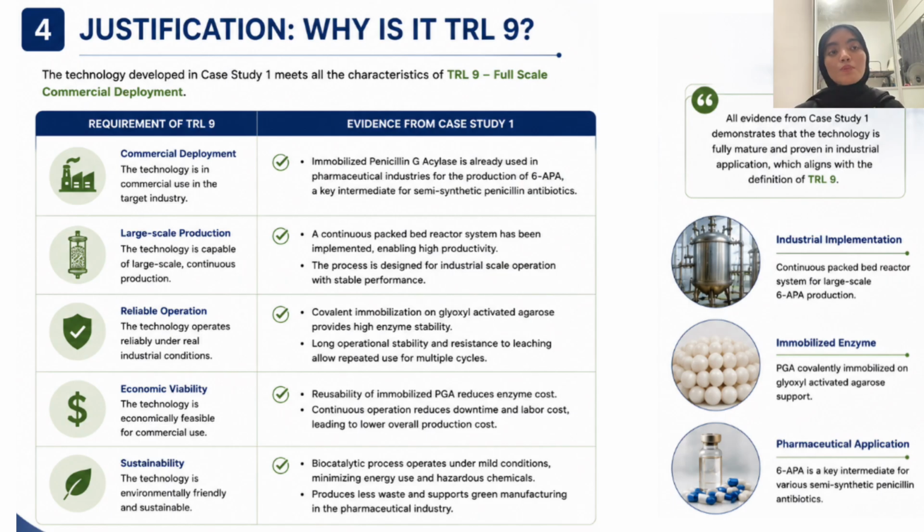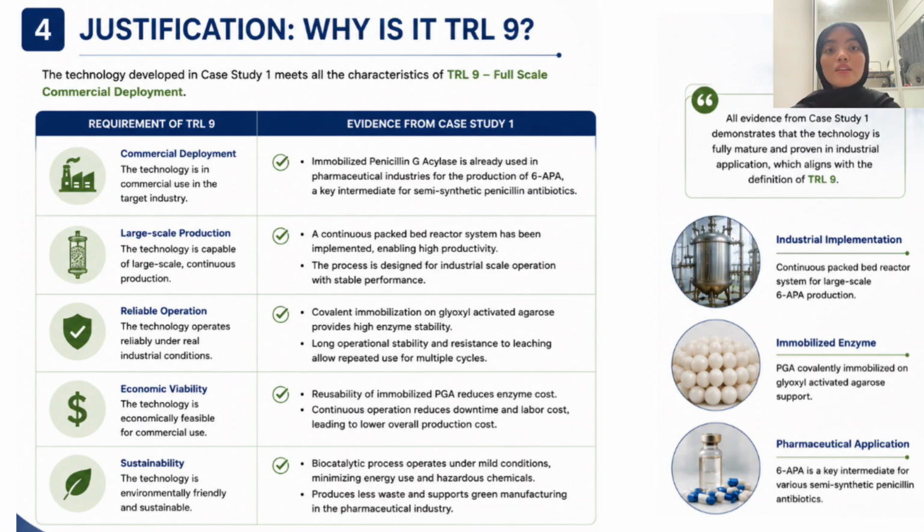This slide explains the justification for assigning TRL 9. First, the technology has been implemented commercially for producing 6-APA, demonstrating successful industry deployment. Second, the use of a continuous packed bed reactor allows stable and efficient large-scale production with higher productivity. And third, covalent immobilization significantly improves enzyme stability and allows the enzyme to be reused for multiple production cycles, reducing operation costs.